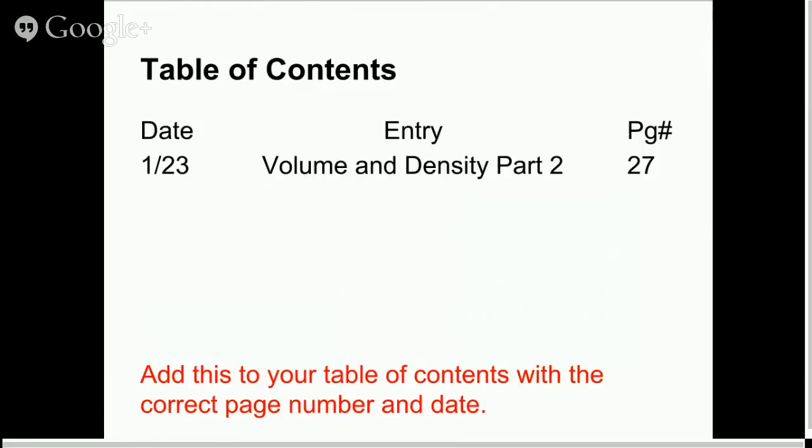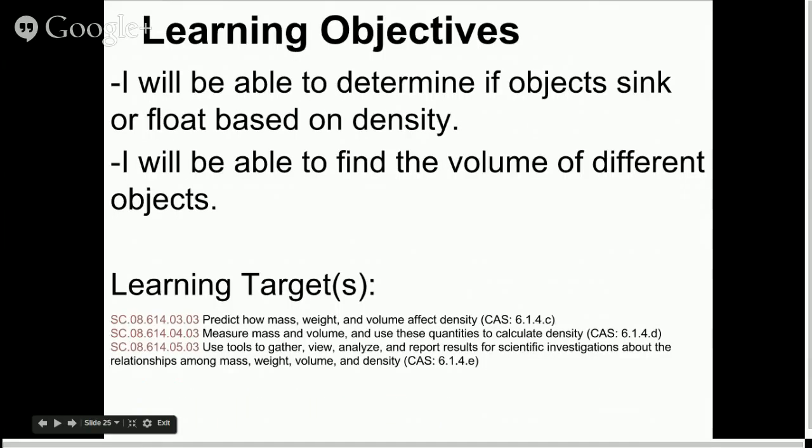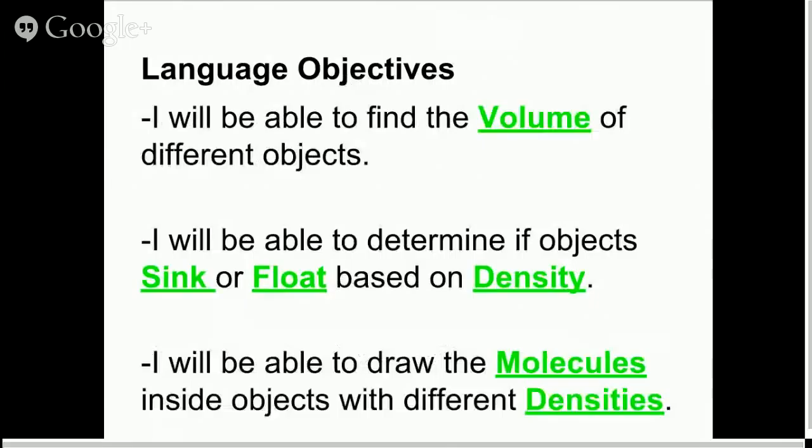So I'd like you to add this to your table of contents with the correct page number and date. This is part 2. Go ahead and pause it. All right. Learning objectives, same as it was in part 1. Find the volume of different objects, determine if objects sink or float based on density, and then be able to draw molecules inside objects with different densities.